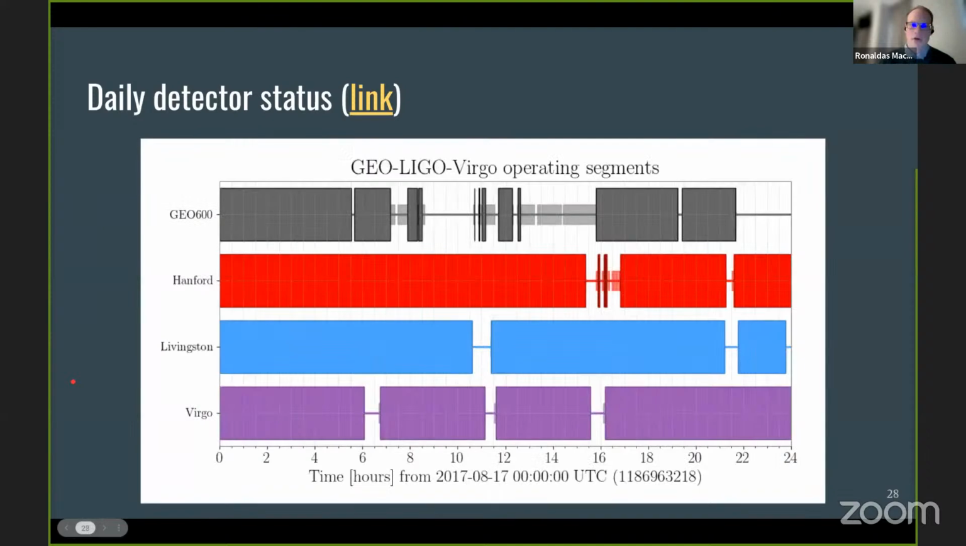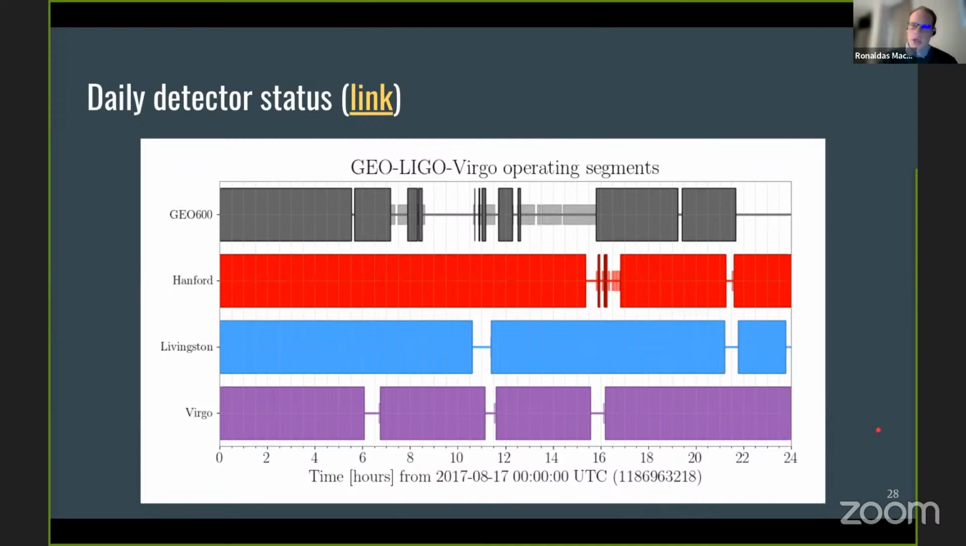Then you can also see the operating segments data. For this particular date, the Hanford, Livingston, and Virgo detectors were working quite well. And the BNS event happened, I think, at around 1 p.m. UTC. So all of the 3 detectors were operating, and GEO, I think, was not operating at that time.